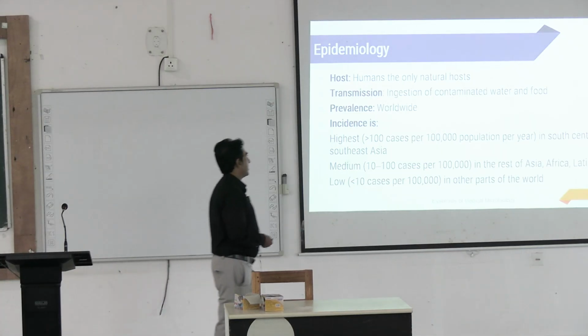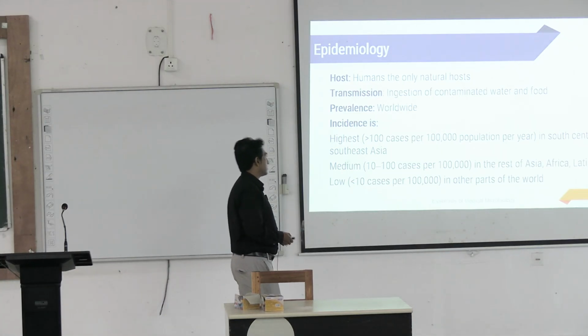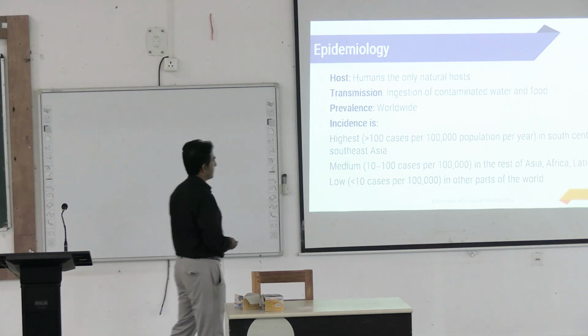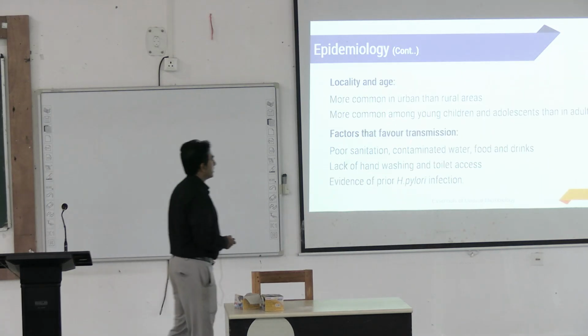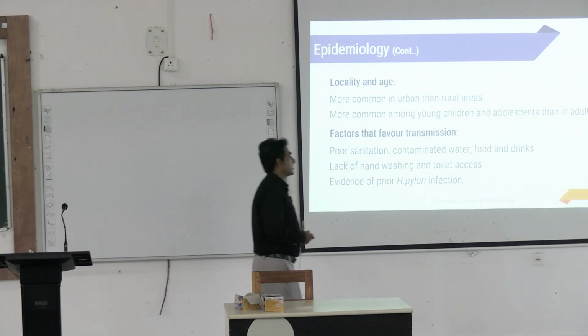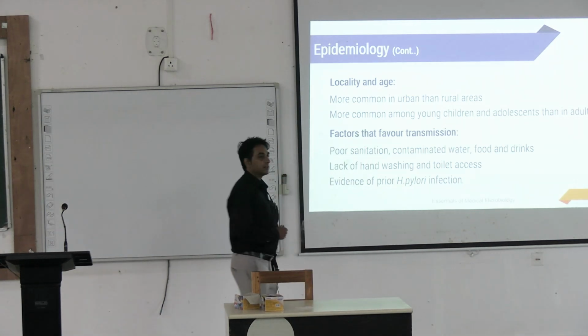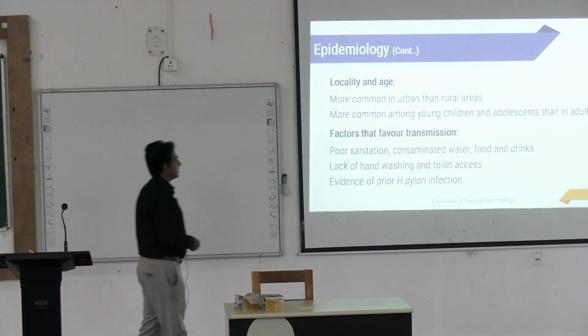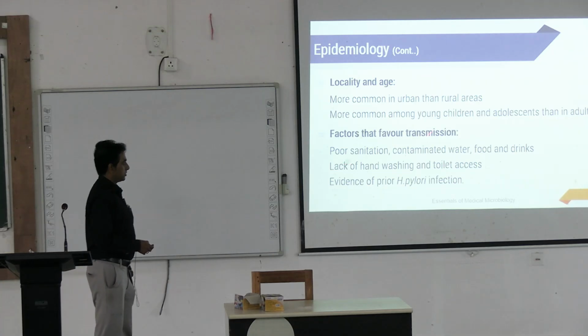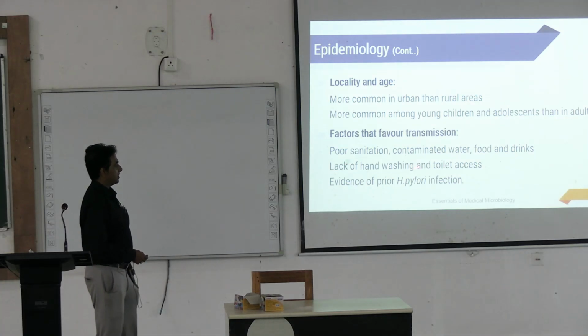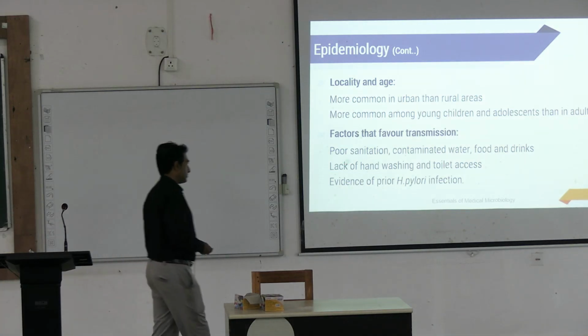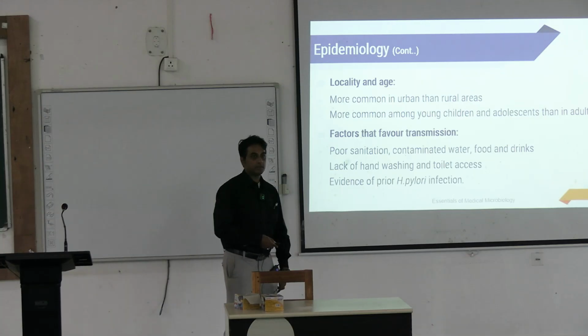It is worldwide prevalent. Incidence is highest in South Central and Southeast Asia. More common in urban than rural areas, more common among young children and adolescents than in adults. What are the factors that favor transmission? Poor sanitation, contaminated water, food and drinks, lack of hand washing and toilet access, and evidence of Helicobacter pylori infection.